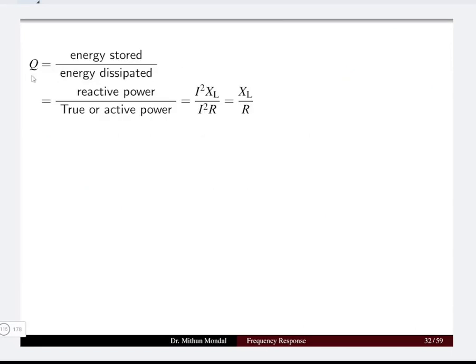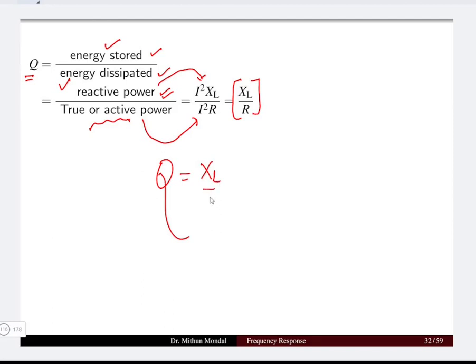So the quality factor, in easy terms, is energy stored by energy dissipated. Energy stored relates to the reactive power, whereas energy dissipated relates to the true or active power. Reactive power is I square XL, whereas the true power is I square R. It means that the ratio will give me XL by R. So the relationship we are getting is that the quality factor is equal to XL by R, where XL is the inductive reactance of the network, and it is coming from the power relationship.